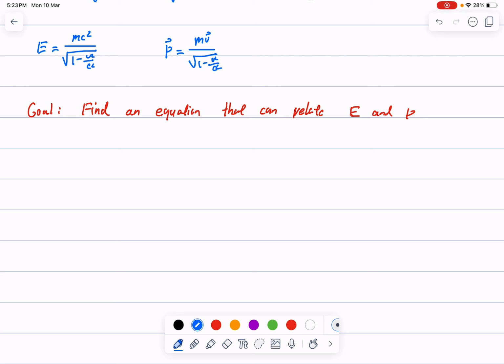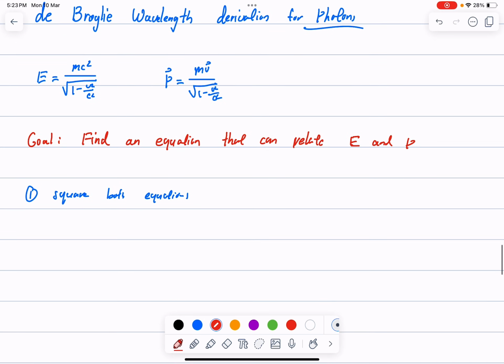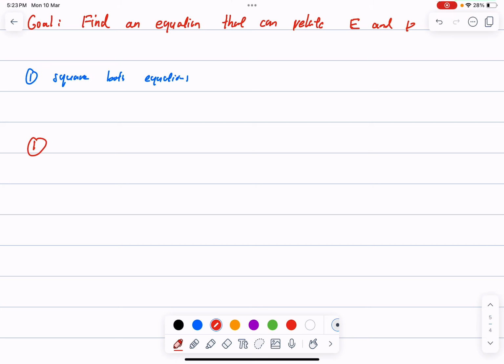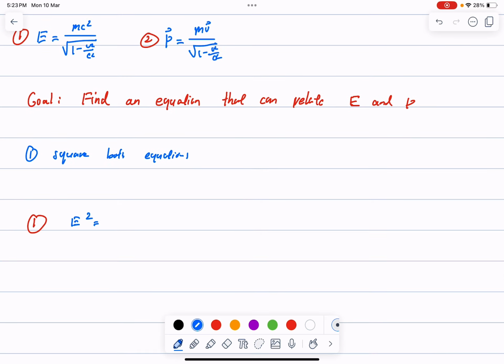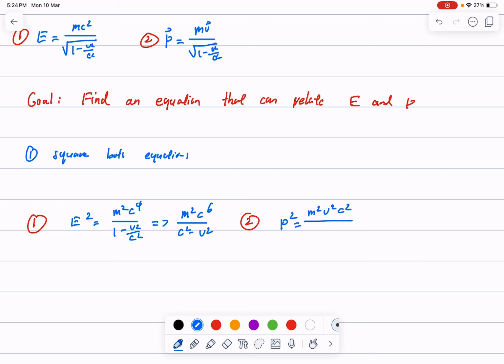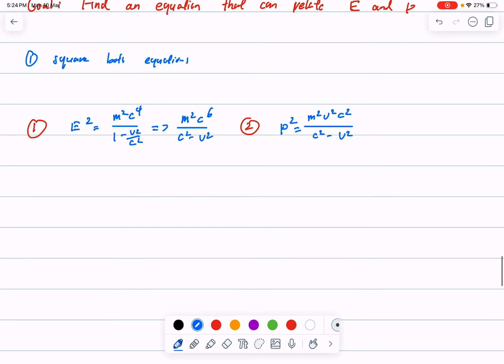And we can do this, but first we square both equations. So step one is to square both equations that we have up here, basically squaring E and p. So let's denote this as equation 1 and equation 2. So for equation 1 right here, E squared equals mc squared over 1 minus v squared over c squared. Sorry, I did not square above. m squared c to the fourth, which can be simplified into m squared c to the sixth over c squared minus v squared. And 2, p squared equals m squared v squared c squared over c squared minus v squared. Great.